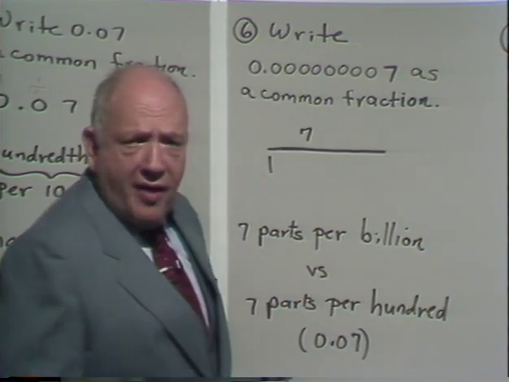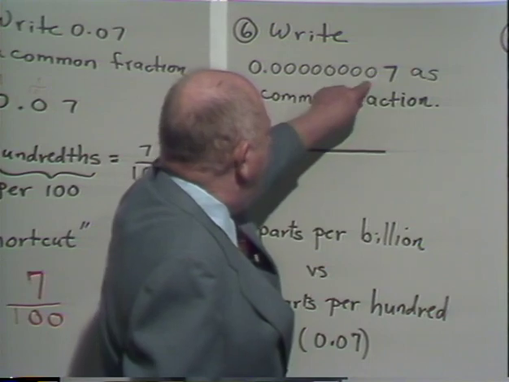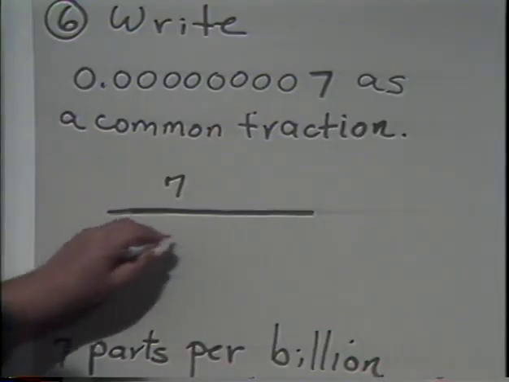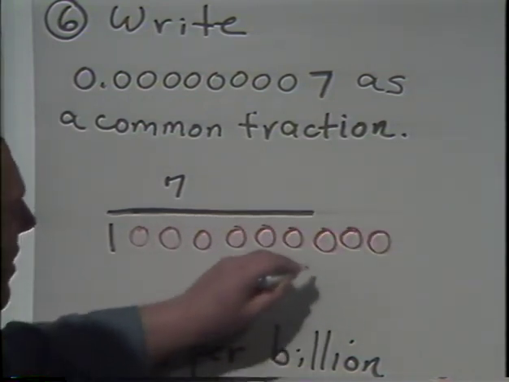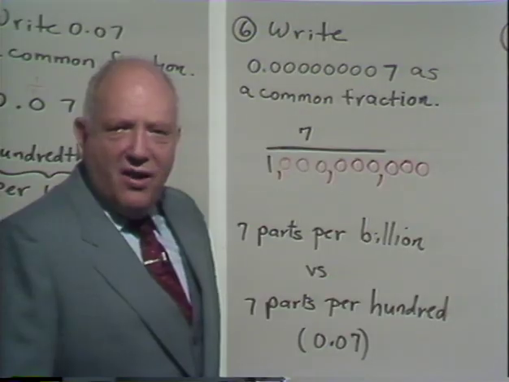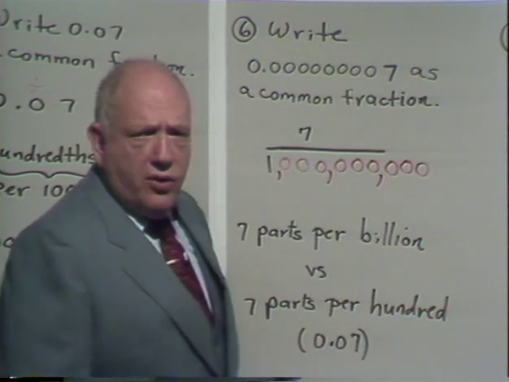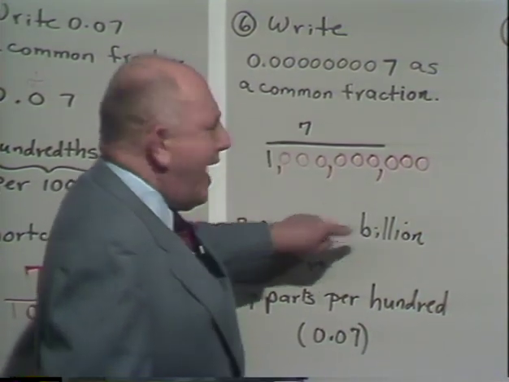How many digits are there to the right of the decimal point? 1, 2, 3, 4, 5, 6, 7, 8, 9. So I annex 9 zeros. 1, 2, 3, 4, 5, 6, 7, 8, 9. And lo and behold, I have my 7 billionths without even counting that hard. And what does this mean in more intuitive terms? 7 billionths means you have 7 parts per billion.